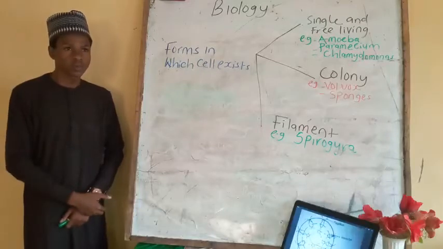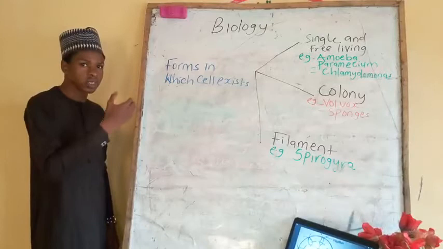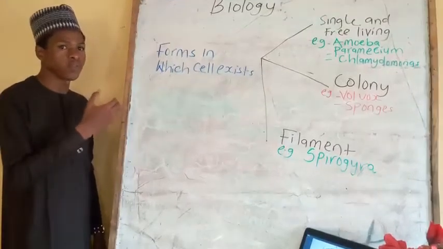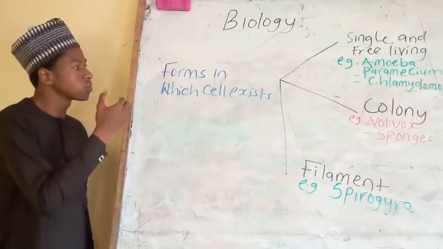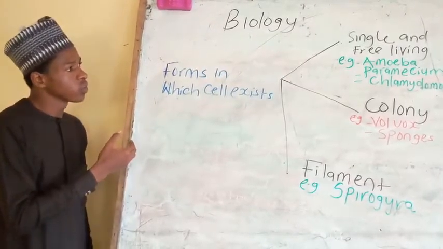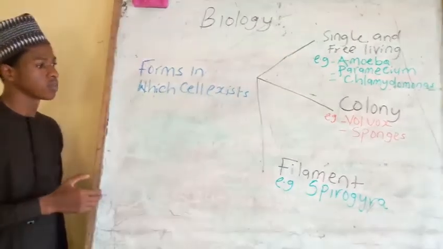In conclusion, we were able to discuss cell history and cell theory. We defined what a cell means, and we also discussed the different forms in which cells exist.